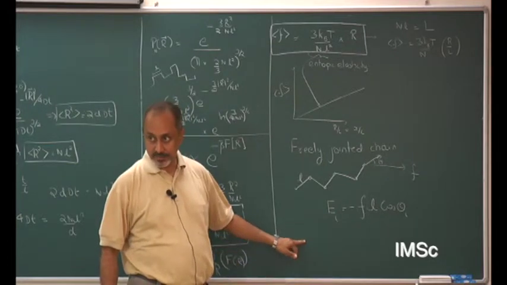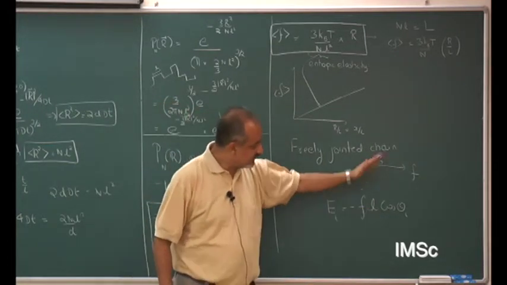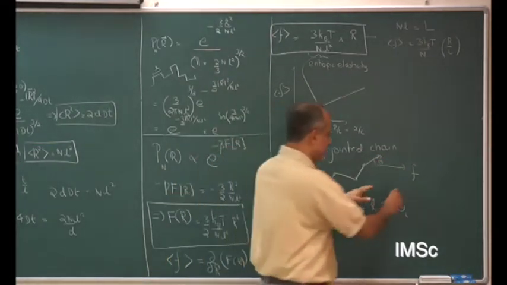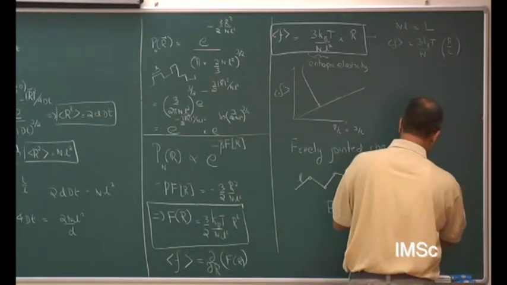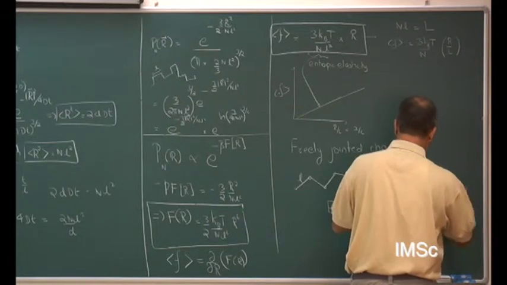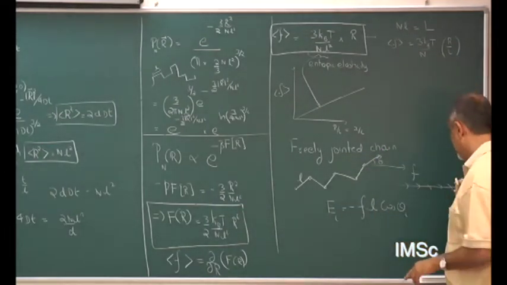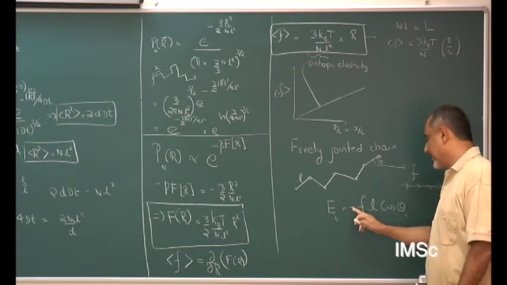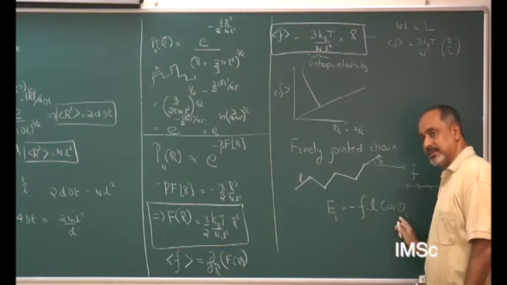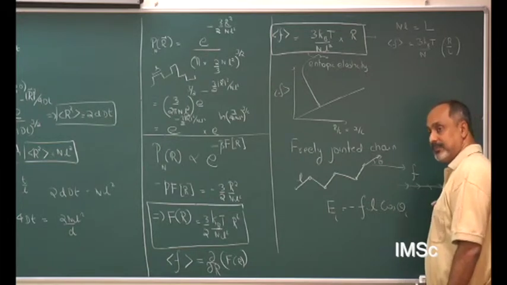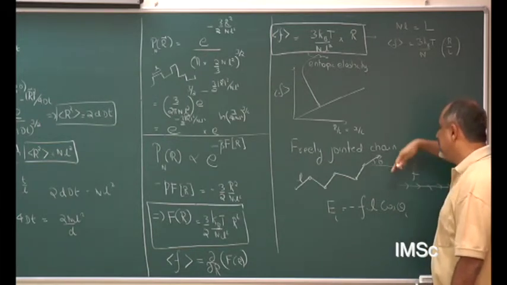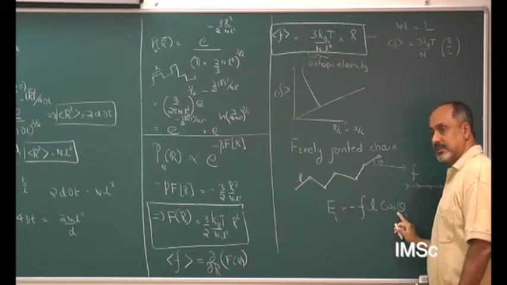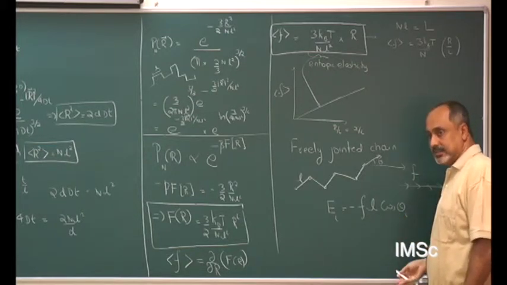Look at this carefully. This says that when theta is 0, when the bond is aligned completely with the force, which means a completely straight polymer here, this is the force, that means cos theta is 1, and minus FL cos theta is the smallest it can ever be. Any deviation away from this reduces cos theta, takes cos theta away from 1, and increases the energy.